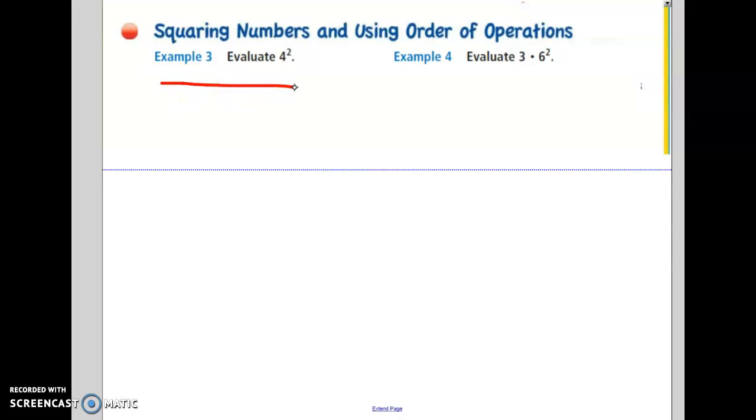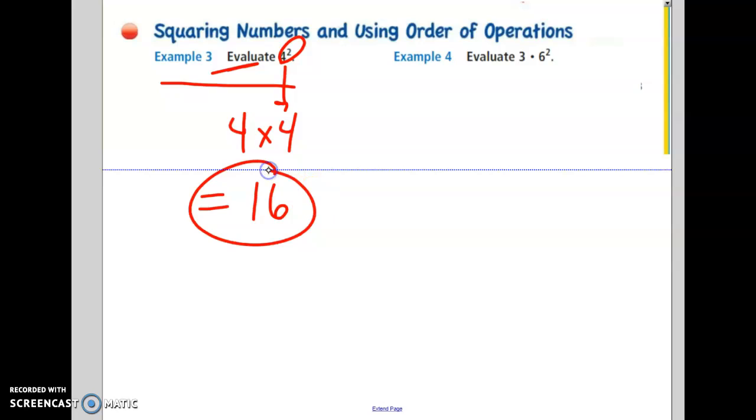So we have this first example when it says evaluate. Remember, evaluate just means find the answer to. And if it's 4 to the second power, that exponent means we're going to multiply that number by itself as many times as it tells us to. So 4 squared is 4 times itself twice, or 4 times 4. And so the answer to this guy is 16. 4 times 4.